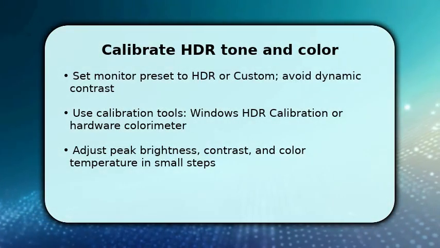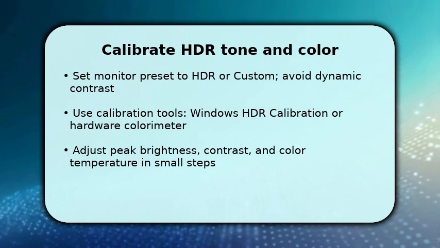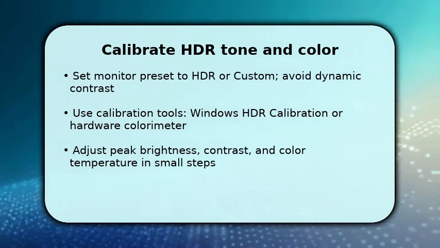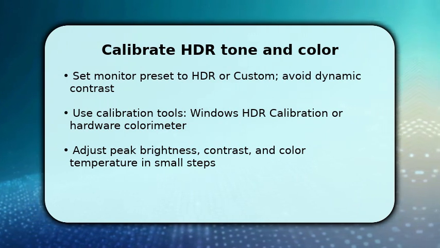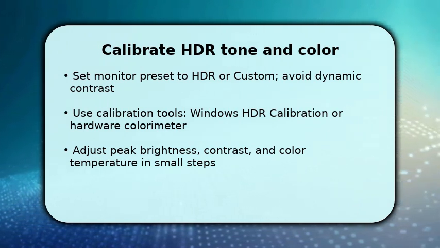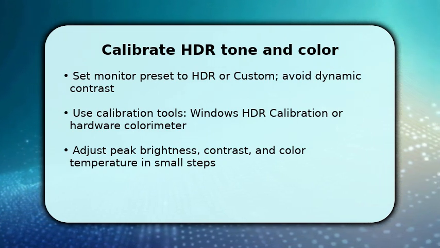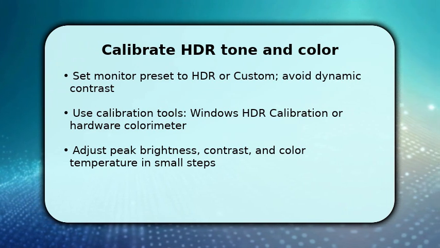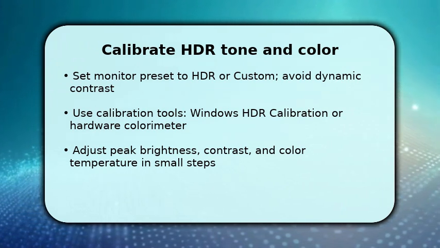Now you refine how HDR looks by calibrating tone mapping and color. Switch the monitor to an HDR or custom preset and turn off dynamic contrast, since it shifts highlights unpredictably. Use OS calibration tools or a colorimeter to target correct white point and gamma. Hardware meters give the best repeatable result.